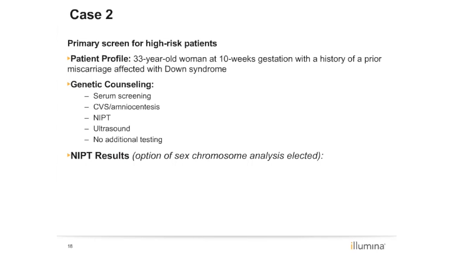Case 2 is a 33-year-old woman at 10 weeks gestation. She had a prior miscarriage of a fetus affected with trisomy 21 and was therefore at an increased risk of recurrence. During the genetic consult, she was offered multiple options, including traditional serum screening, diagnostic testing, NIPT, and ultrasound. The patient opted for NIPT. Results were positive for trisomy 21 in a male fetus.